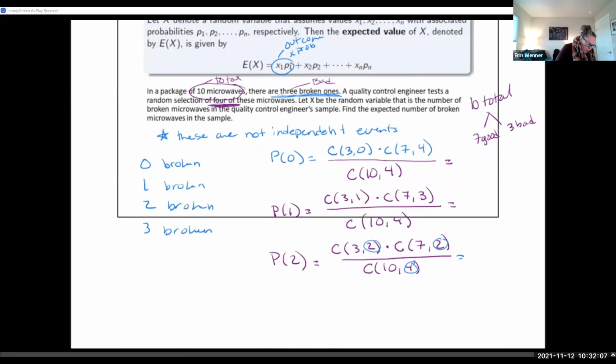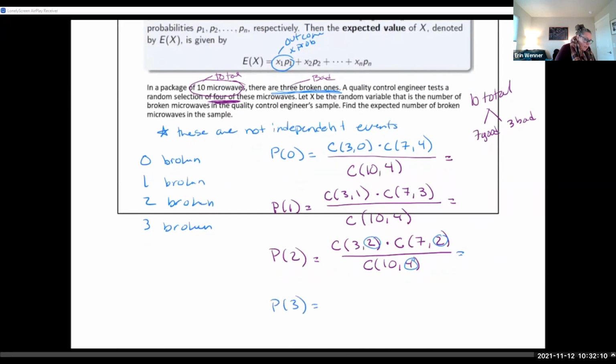And then finally, we have the probability of 3. And this is going to be the combination of 3, choose all 3, times the combination of 7, choose 1, over the combination of 10, choose 4. So I want you to calculate these 4 probabilities. I want you to leave them as fractions, okay? So go ahead and calculate these 4 probabilities. Leave your answer as fractions, and send them to me when you're finished. So we're going to pause for a minute so you can calculate these. Again, leave your answer as a fraction.